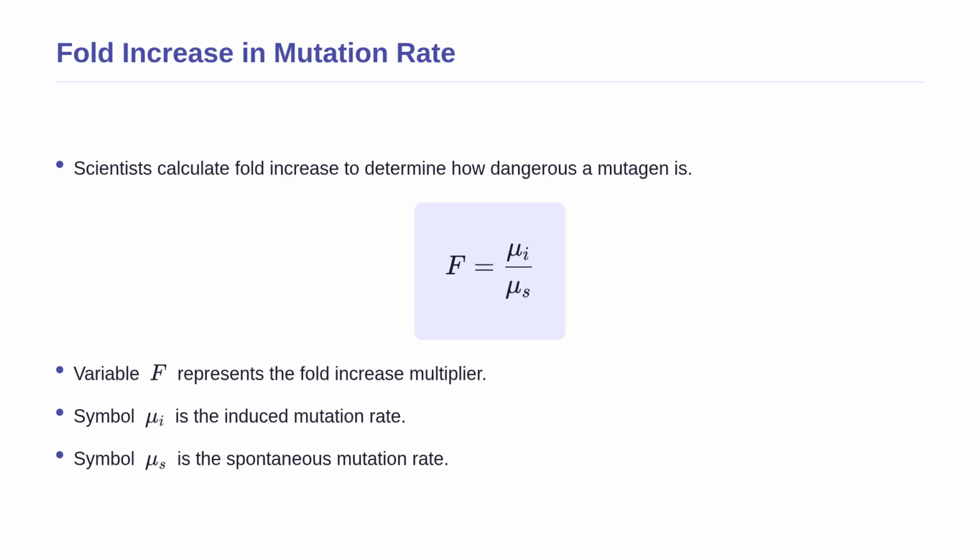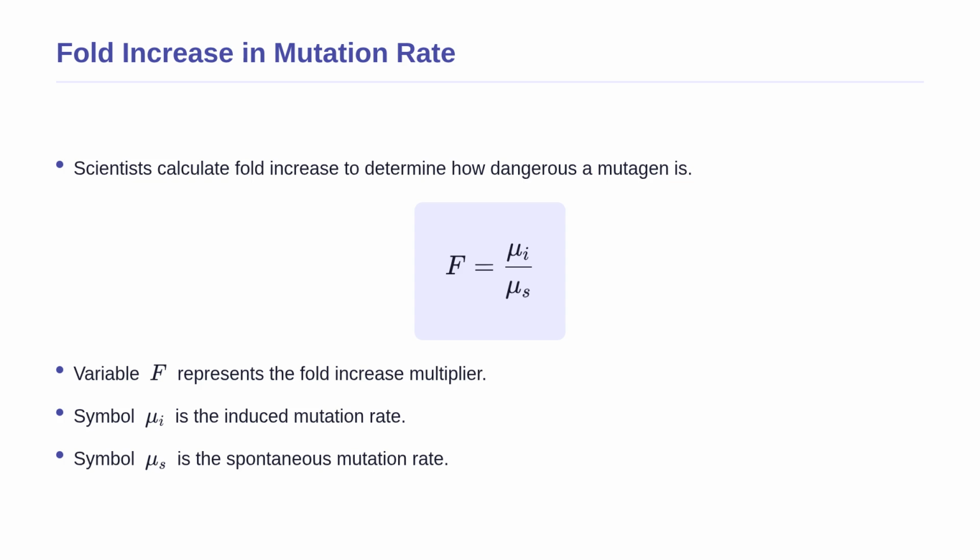Having seen how mutagens damage DNA, we must ask, how do we measure their severity? To understand how dangerous a mutagen is, scientists calculate the fold increase in the mutation rate. This mathematical comparison tells us how much the environment has amplified the natural error rate. In this equation, F represents the fold increase, which tells us how many times more likely a mutation is to occur in the presence of the mutagen.